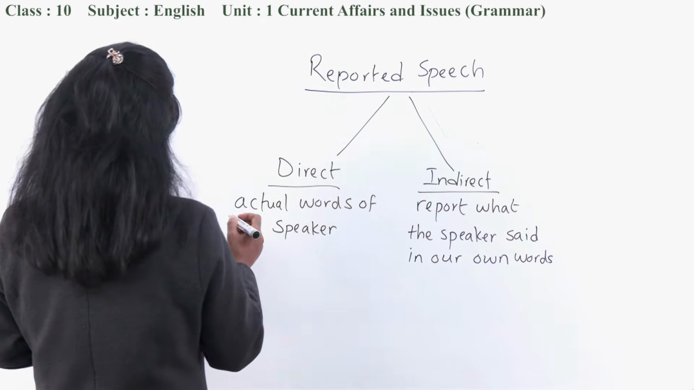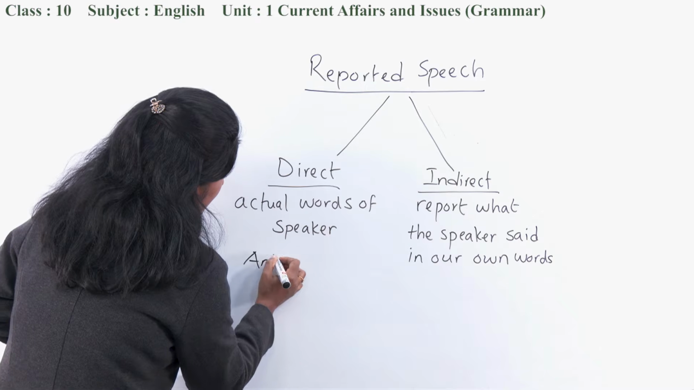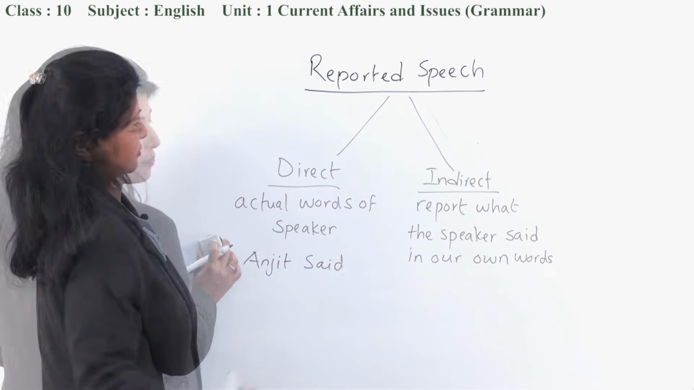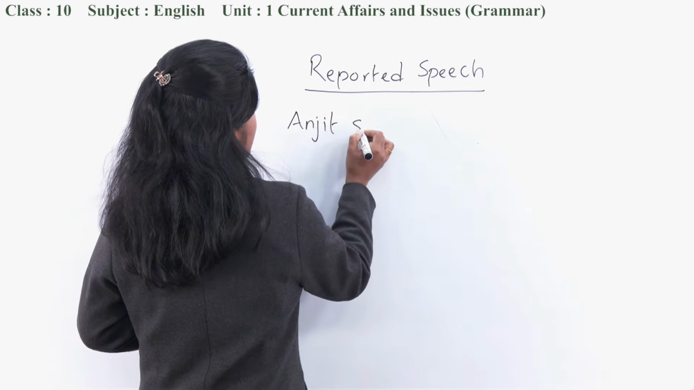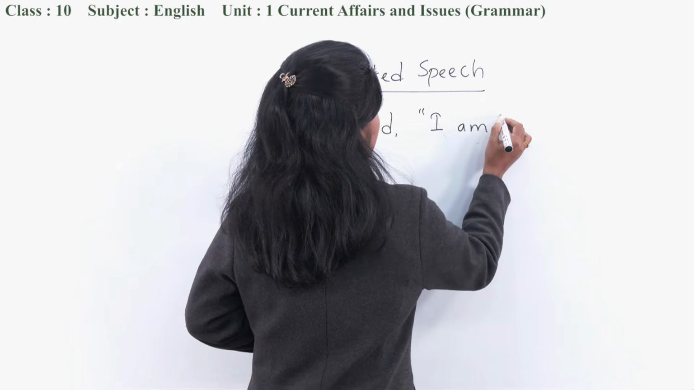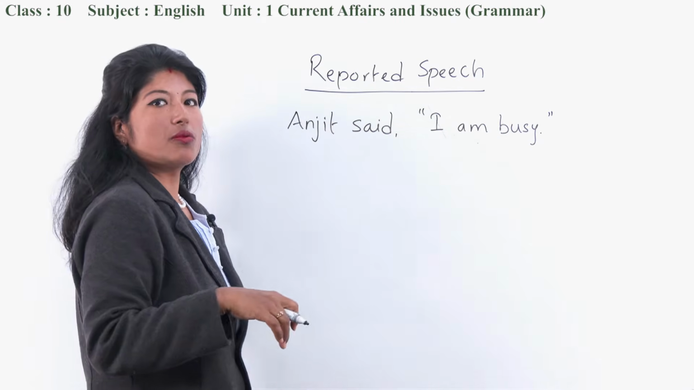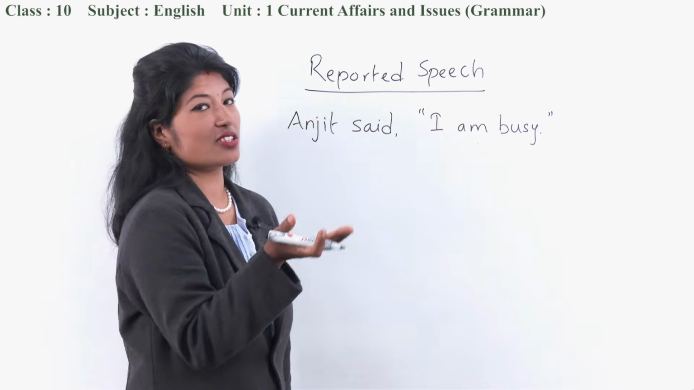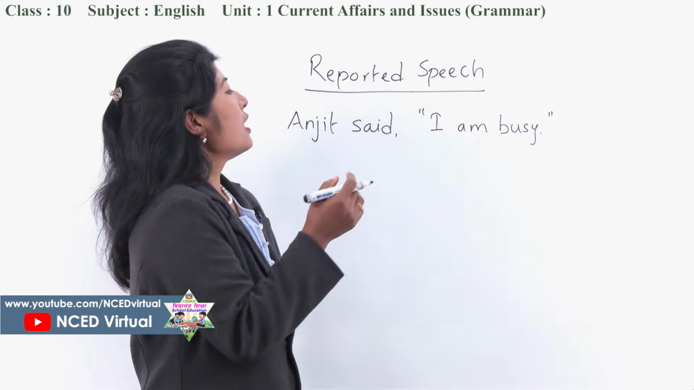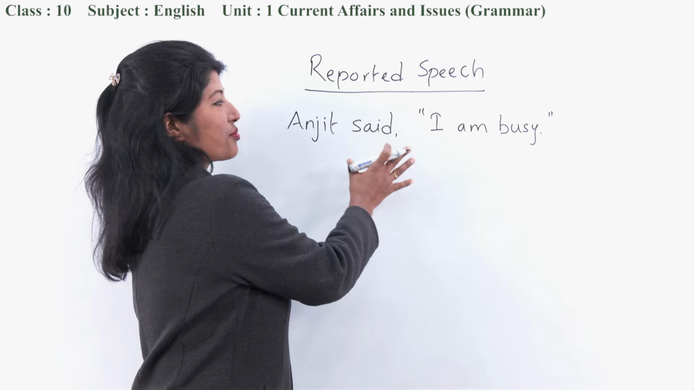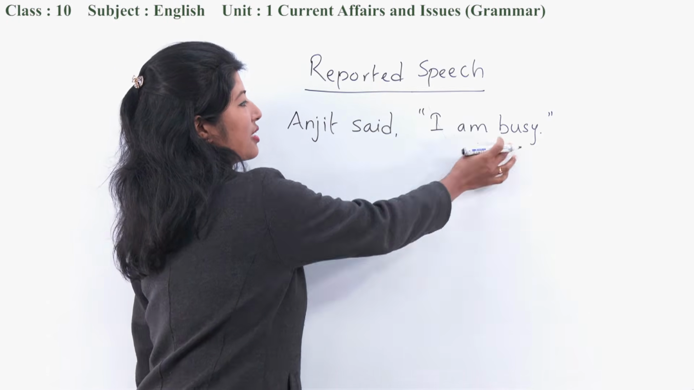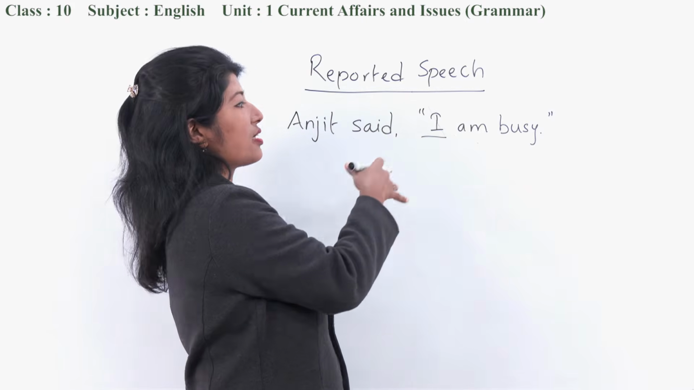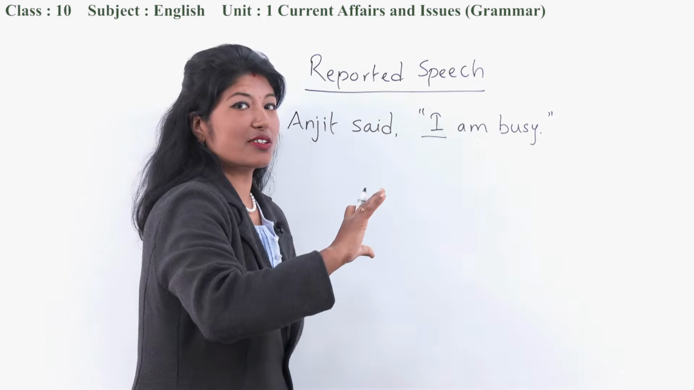Now let me give you another example. Anjit said, "I am busy." What are we talking about today? Direct and indirect speech, and how direct speech can be changed into indirect. So Anjit said, "I am busy." What kind of comma, inverted comma is there? "I am busy." I refers to Anjit, right? So what is this statement? This is the direct one.